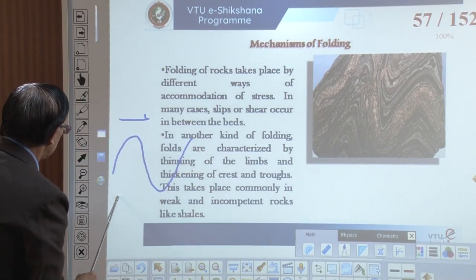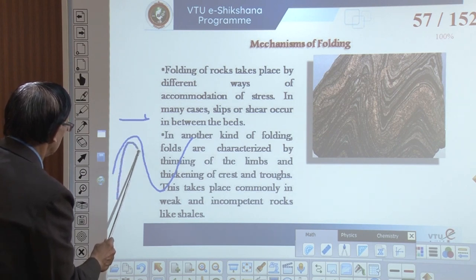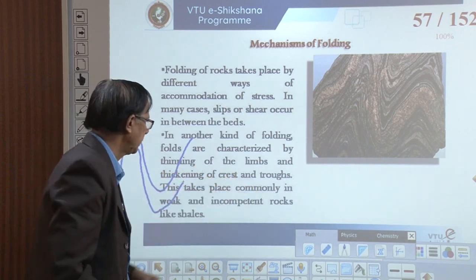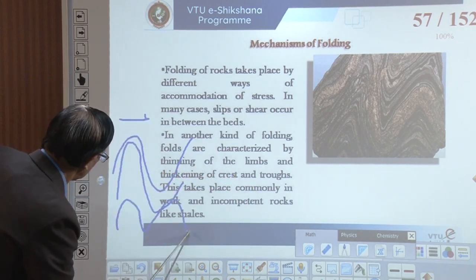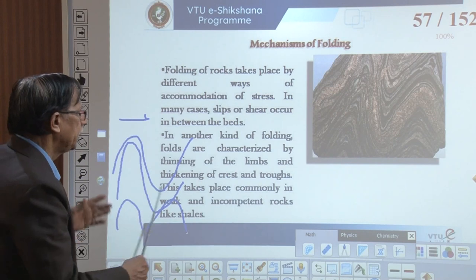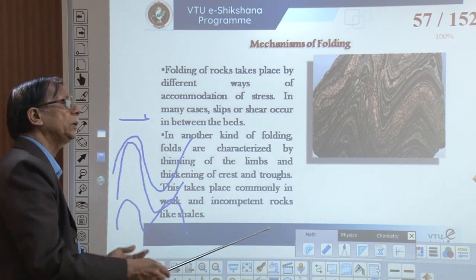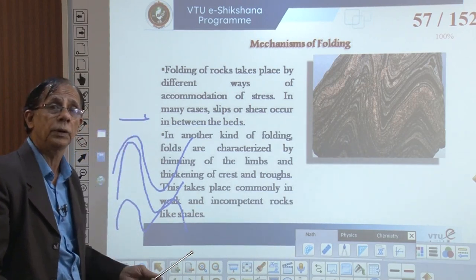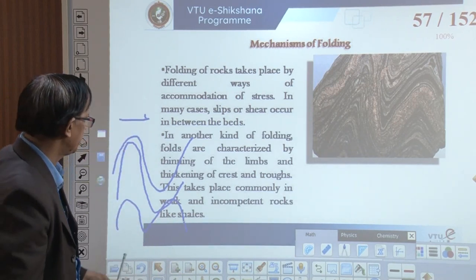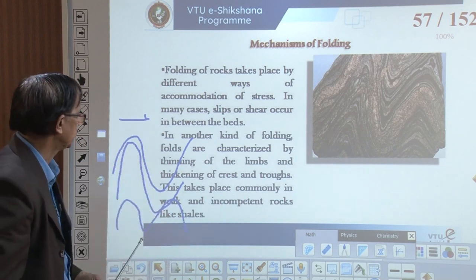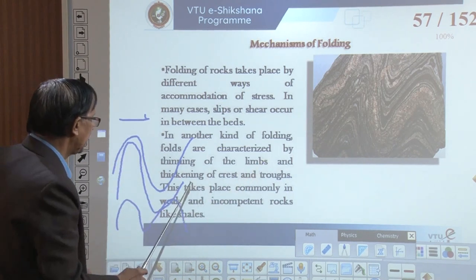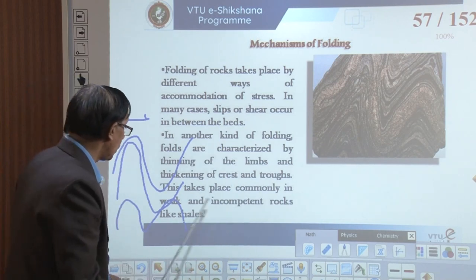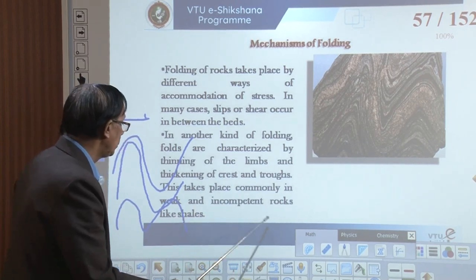Very thick and very thin here. Very thick and thin, they respond like that. Sometimes they respond like this, equal like this. Differently, they respond depending on the composition and the degree of pressure applied on the rocks. So thinning of the limbs and thickening here is also possible. This is commonly seen in weak and incompetent rocks.